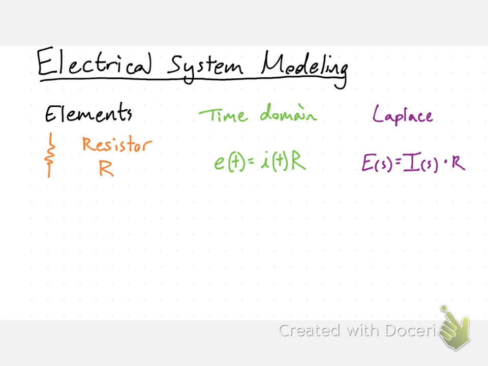But now, with our next element, the capacitor, in the time domain we can say that our current across the capacitor is equal to our capacitance value C times the derivative of our voltage.